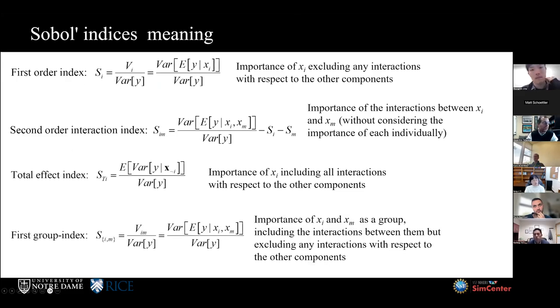Now, of course, you can also define the first order group index. It looks at this term here. So it looks at the importance of x_i and x_m as a group, including the interactions, but also their individual contributions. Now, each of those indices answers a different question.